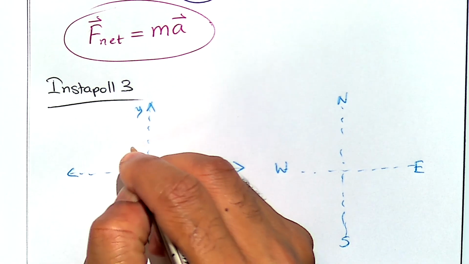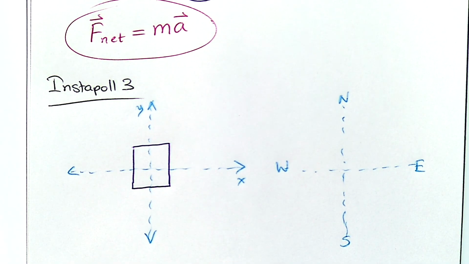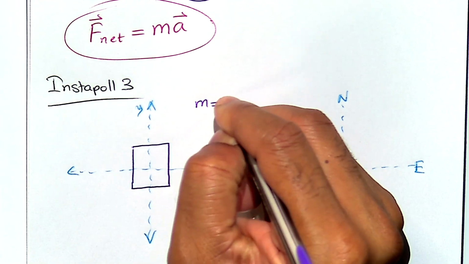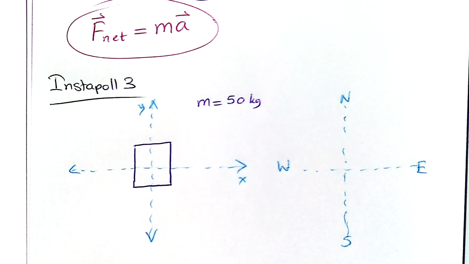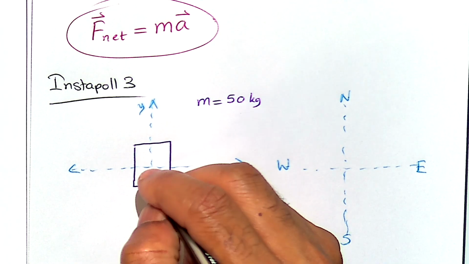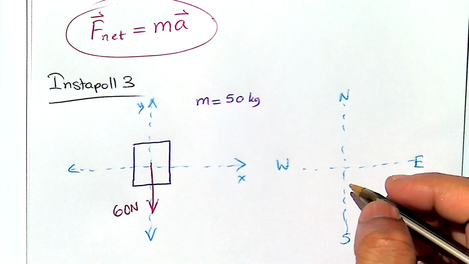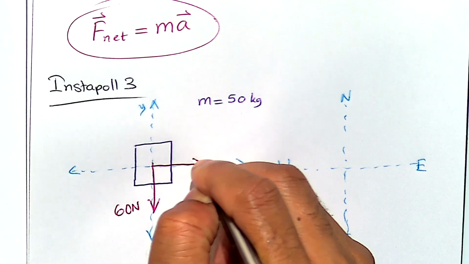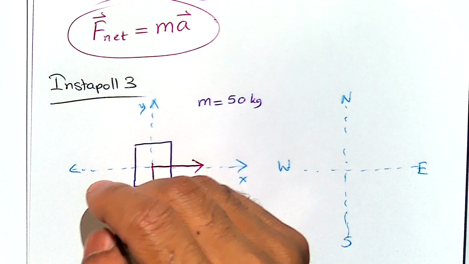There is a box, and there are two forces applied on this box. The box itself, we're told, has a mass of 50 kilograms. And what are the forces? One force, 60 newtons, is acting towards the south. South is downward, so we can draw the direction of the force, 60 newtons. And there's another force, 80 newtons, acting to the east, which is our positive x direction.